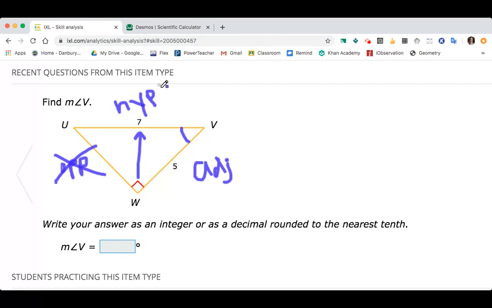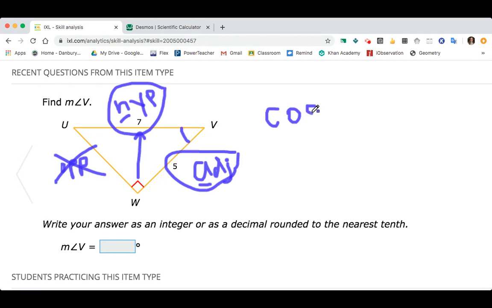Now, the question is, if I know my hypotenuse and adjacent sides, which trig function from SOHCAHTOA uses h and a? From SOHCAHTOA, we know that cosine uses the hypotenuse and adjacent sides, so I'm going to use cosine to set up an equation. Since I don't know the angle measure of V, cosine of V is what I have on the left-hand side.